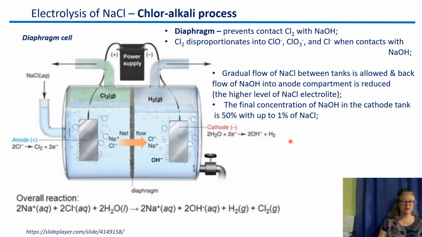And the level of sodium chloride electrolyte solution is deliberately kept higher. It enables gradual flow of sodium chloride between tanks and reduces a backflow of sodium hydroxide into the anode compartment. The final concentration of sodium hydroxide in the cathode compartment is about 50%, with up to 1% of sodium chloride. The anode in this process is made of graphite or titanium.